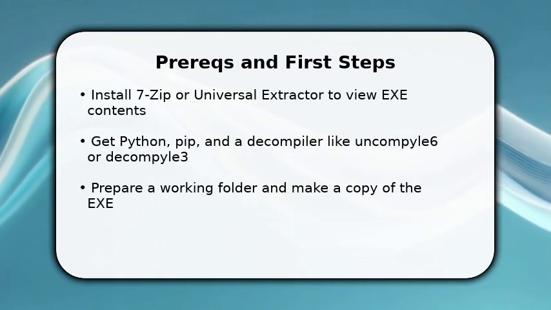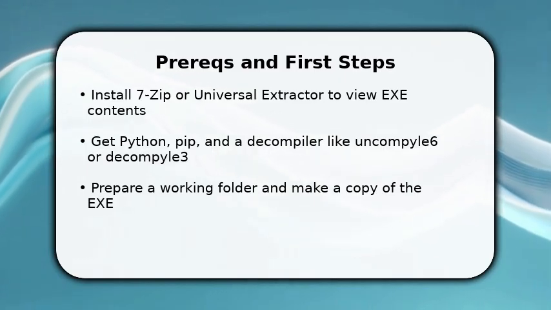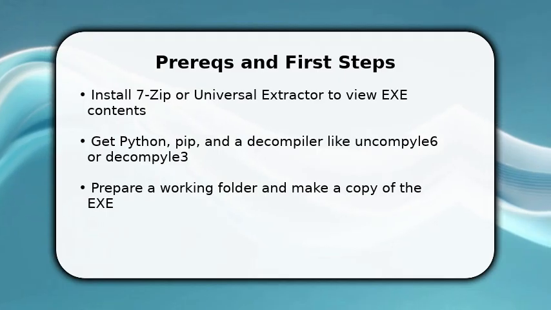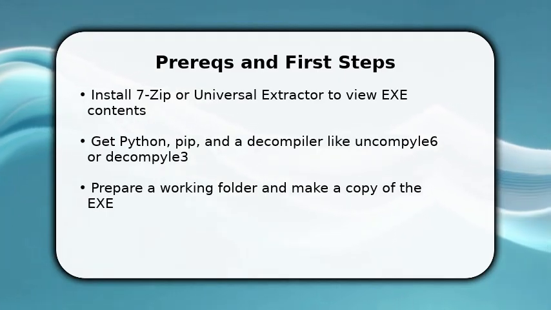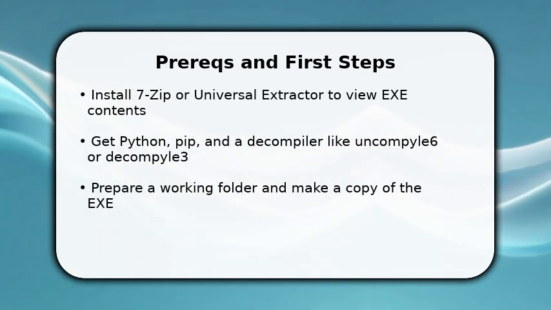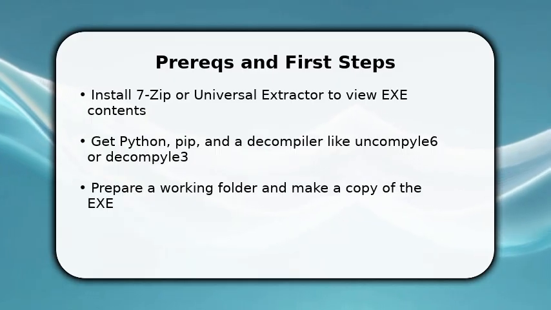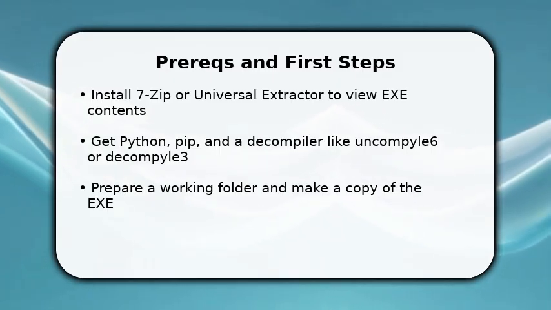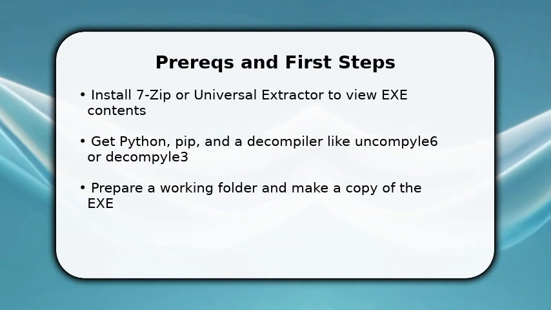Next, install an archive extractor like 7-zip to inspect the exe's embedded files and ensure Python plus pip are available. Once done, install a decompiler such as uncompyle6 or decompyle3 with pip so you can convert bytecode back to readable Python. Now you have the essentials to begin extraction.